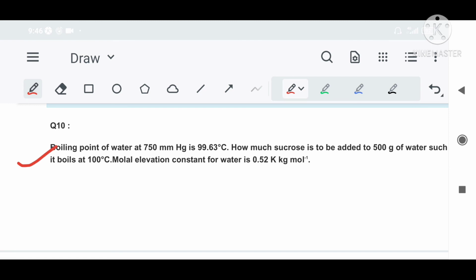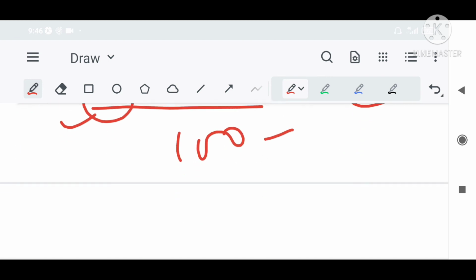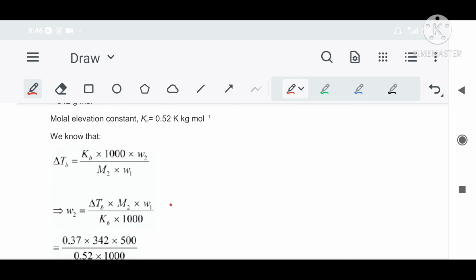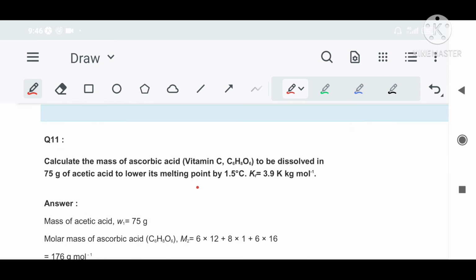Question number 10. Now it is related with the elevation in boiling point. So sucrose is added, 500 gram is given, and the boiling point of water at 750 mm Hg is 99.63. The elevation we can find by 100 minus 99.63. So by using the formula, delta Tb equals Kb into 1000 and so on, that is molality, we can have the answer. So these are only formula based questions.